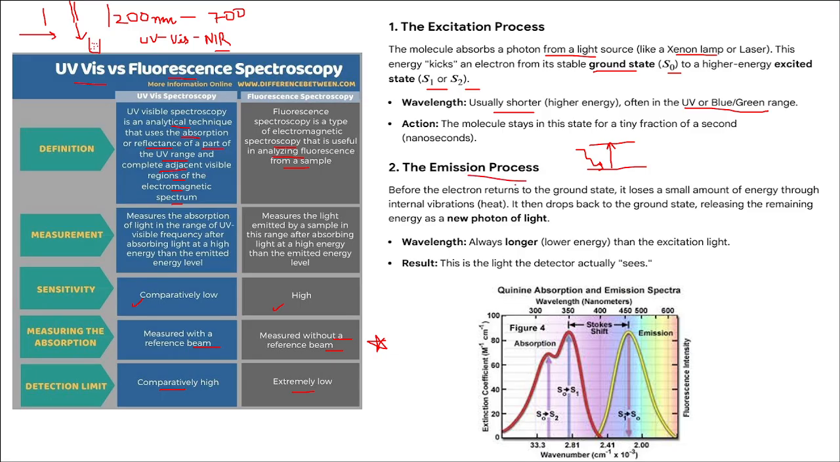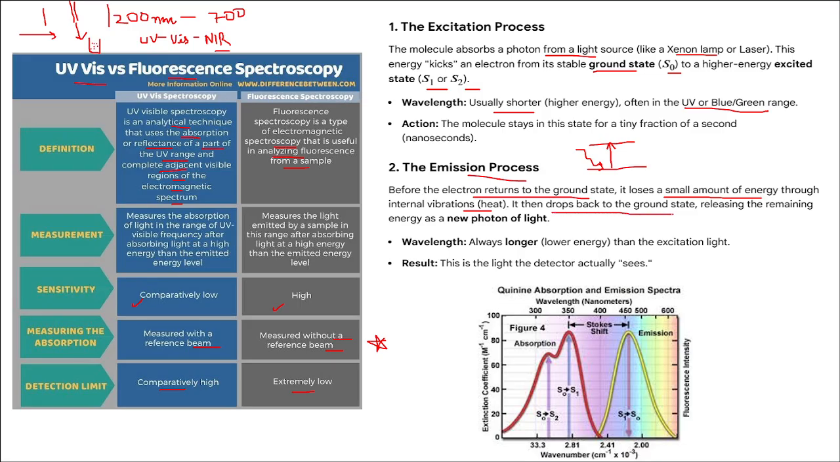Now, when we talk about the emission process, obviously if the electron went to the excited state, it will try to come back to the ground state. Before the electron returns to the ground state, it loses a small amount of energy through internal vibrations.